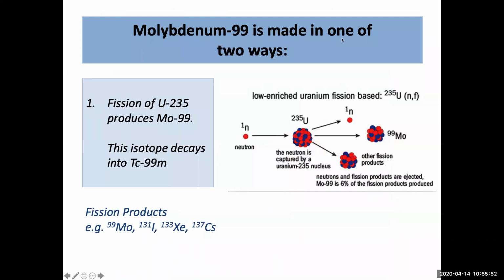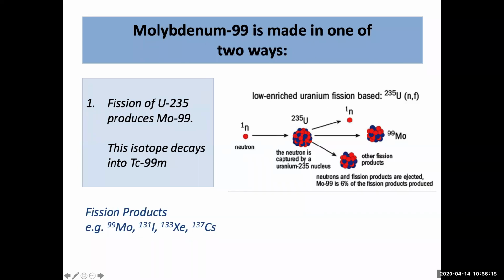So molybdenum-99 is made in one of two ways. Why are we talking about molybdenum-99? Because molybdenum-99 is the parent of technetium-99, the most common radionuclide used in nuclear medicine. There are two primary processes for producing molybdenum-99: fission of uranium-235 and the neutron capture of molybdenum-98. So we'll go one by one.